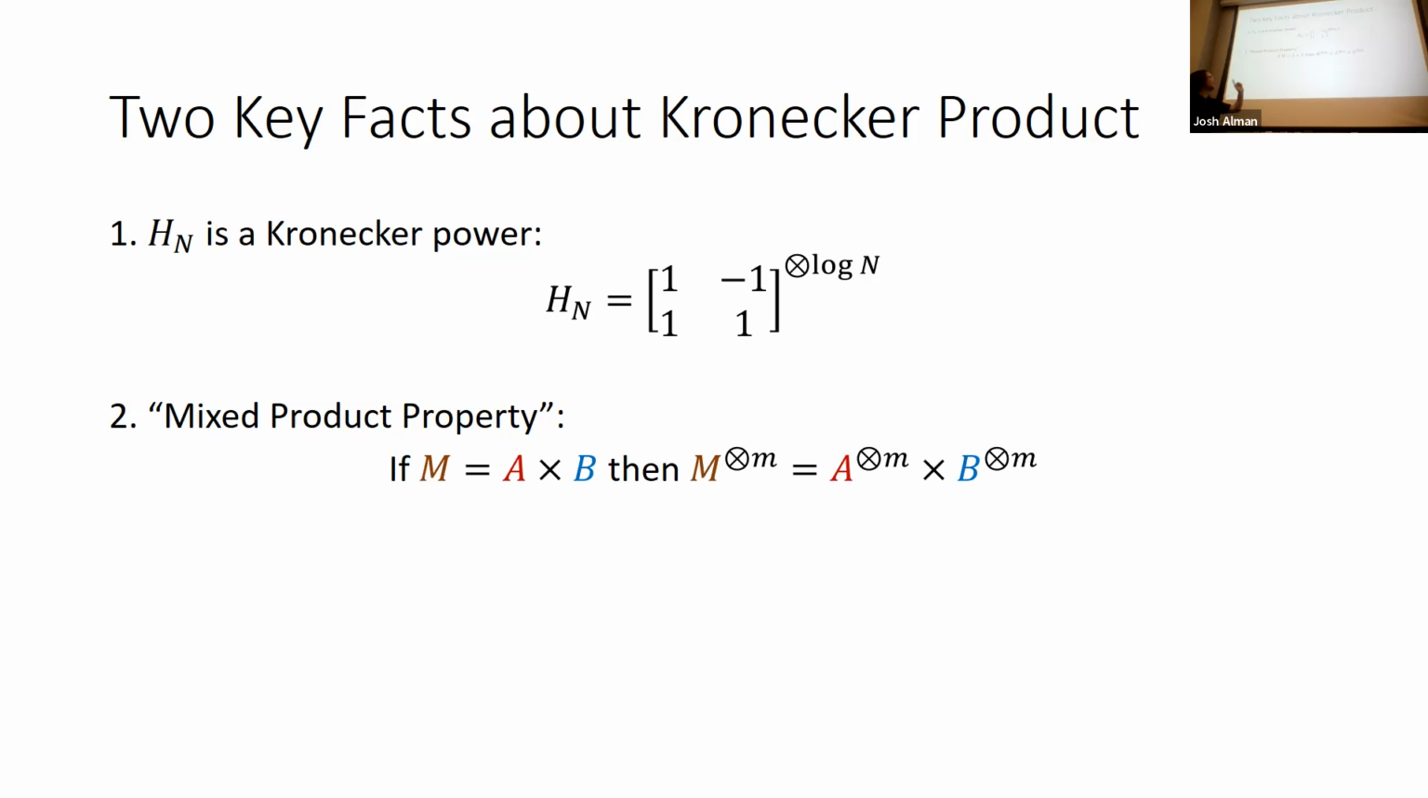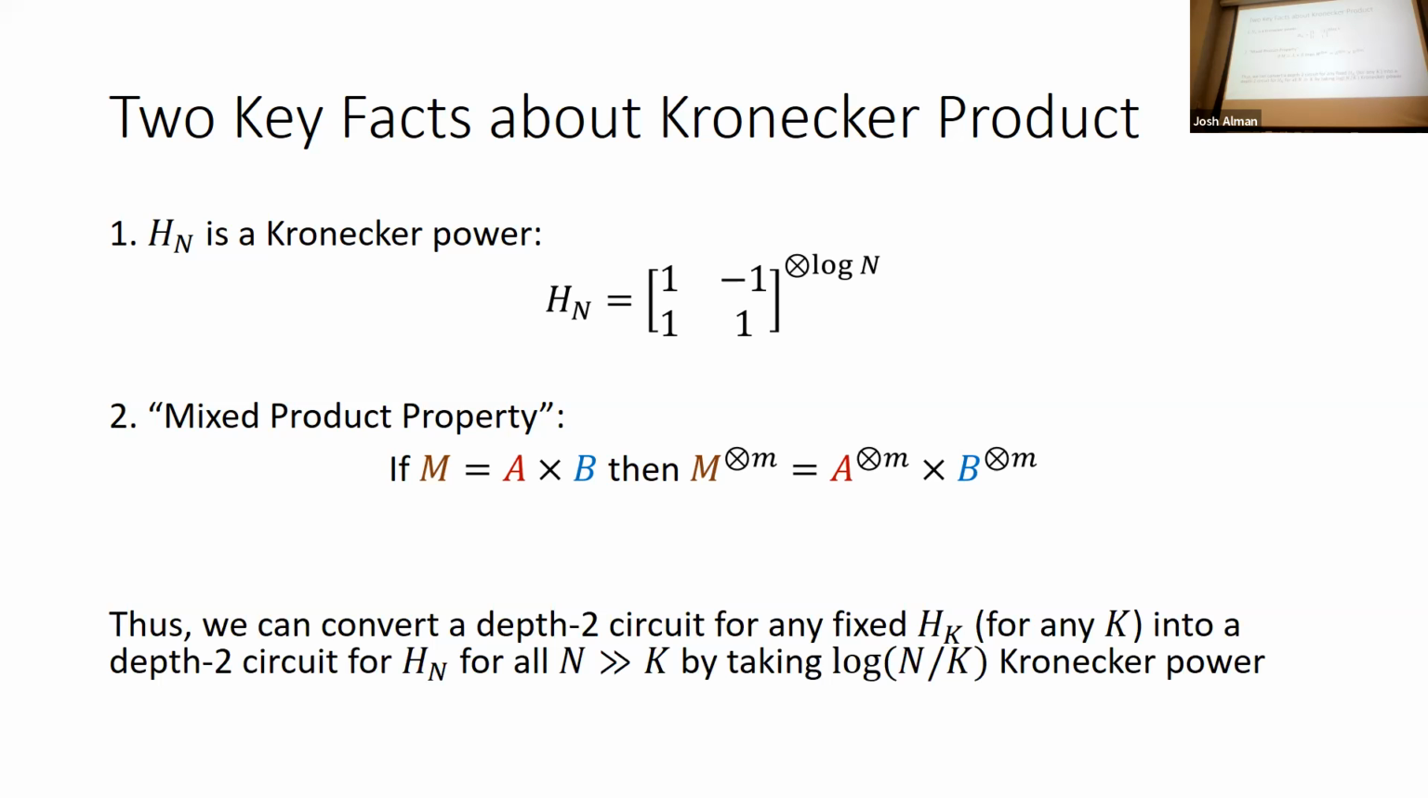It says that if M is the product of A times B, then the mth Kronecker power of M is the mth Kronecker power of A times the mth Kronecker power of B. Okay, I don't want to say it's not a deep fact. The way you prove this is you just write down the definitions and notice that they're the same as each other. But it's going to be very useful to us.